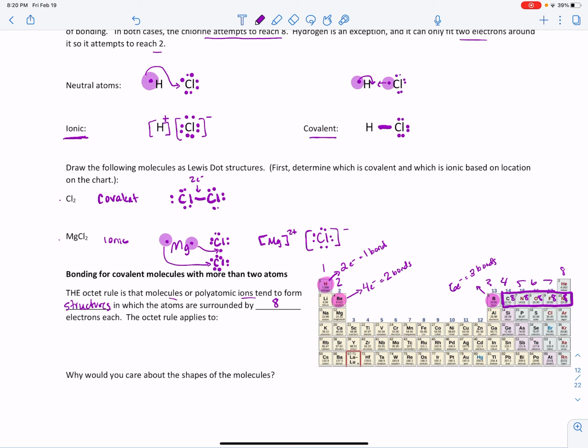So it's like they aim for 8, but everything here and down, all of these, they can hold more than 8. There's different words for this. One word is expanded octet. Sometimes this is called being hypervalent.